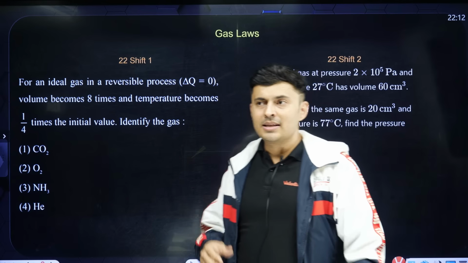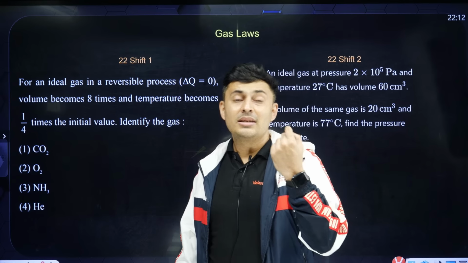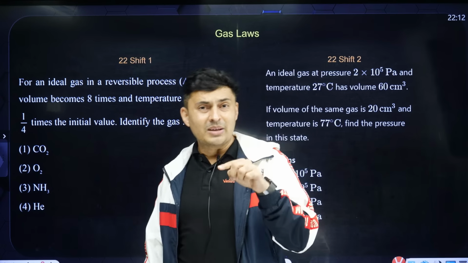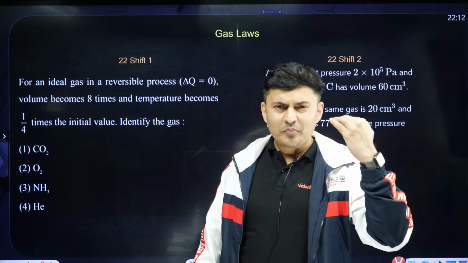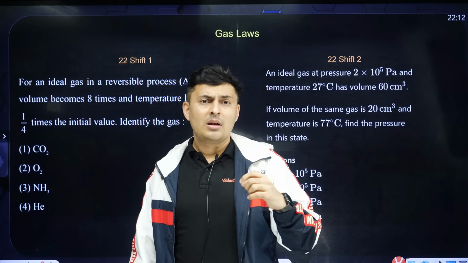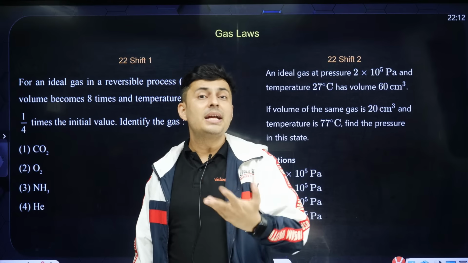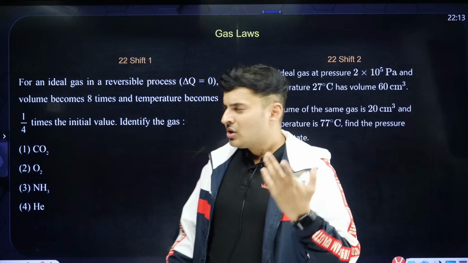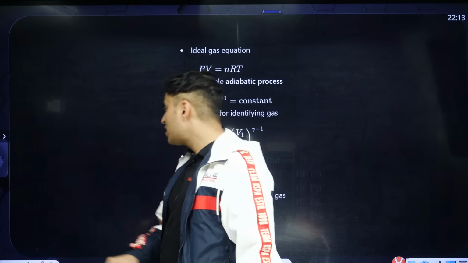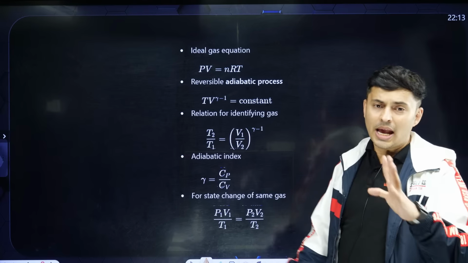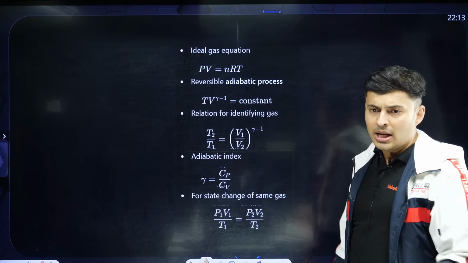So standard things. For isothermal process, T is constant, PV is constant. For isobaric process, pressure is constant, so volume is proportional to temperature. For adiabatic process, PV raised to gamma is constant, heat is not absorbed or released. So these kind of relationships are seen multiple times, apart from PV is equal to nRT.